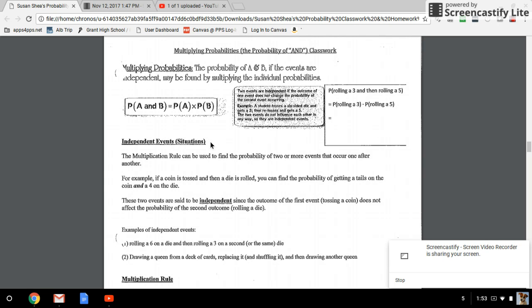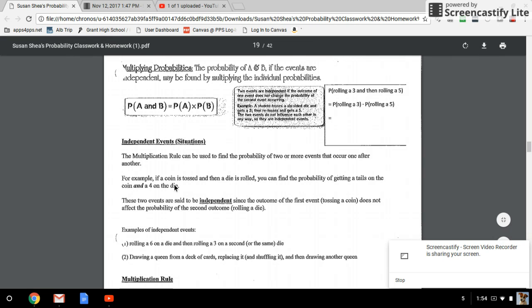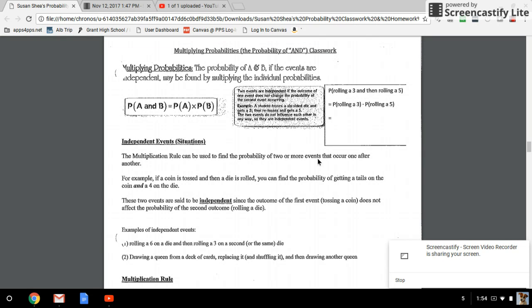For independent events or situations, the multiplication rule can be used to find the probability of 2 or more events that occur one after another. That's probably important. For example, if a coin is tossed and then a die is rolled, you can find the probability of getting a tails on the coin and a 4 on the die. Those two have nothing in common with each other. These two events are said to be independent since the outcome of the first event, tossing a coin, does not affect the probability of the second.